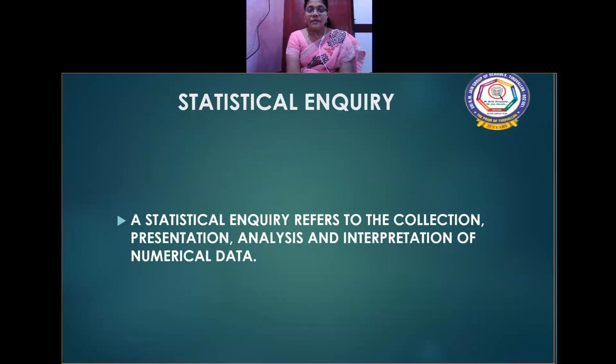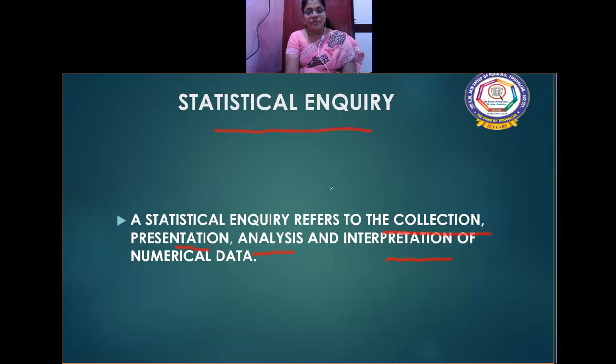First one, statistical inquiry. So what is meant by statistical inquiry? Statistical inquiry refers to the collection, presentation, analysis and interpretation of numerical data. So we are going to collect the data, present it, analyze it, and interpret it. These are all the various steps that are involved in statistical inquiry.